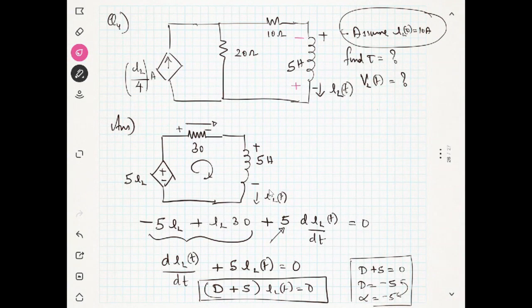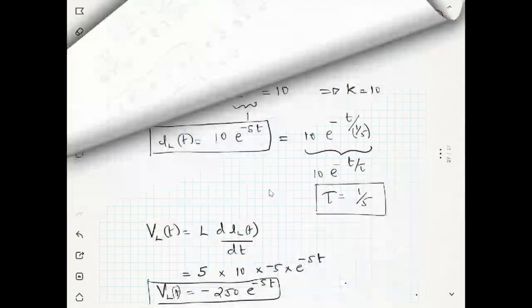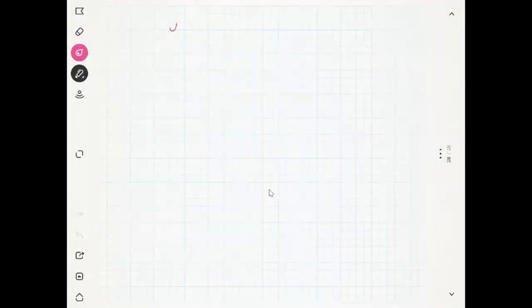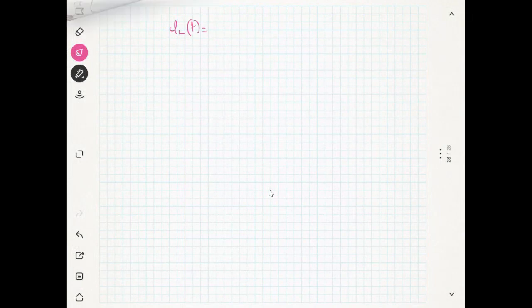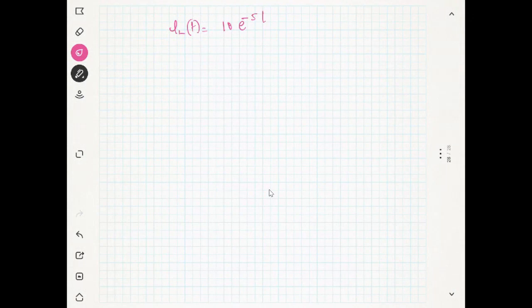Yes. And your current source will give you a current according to the value of the current in the inductor. So what is my current? IL of t is 10 into e power minus 5t. What will be the current source? This is the current source, IL by 4. What will be the current source value now? IL of t by 4. That will be the current source.